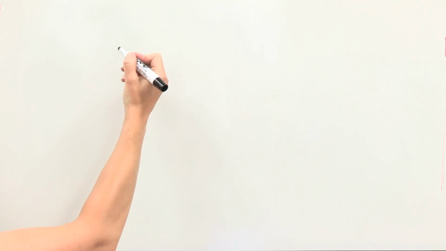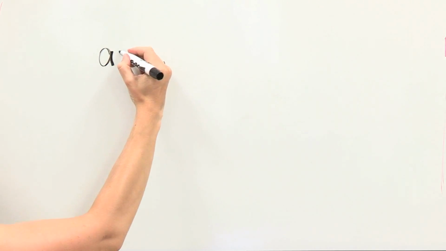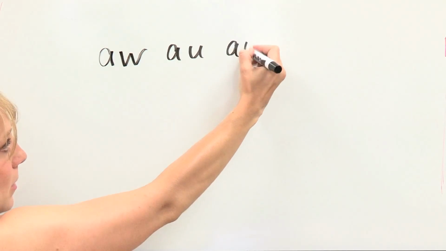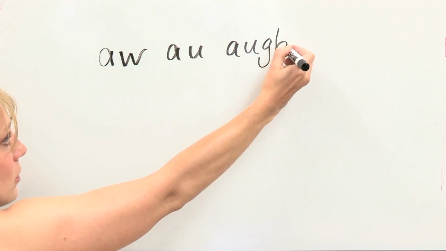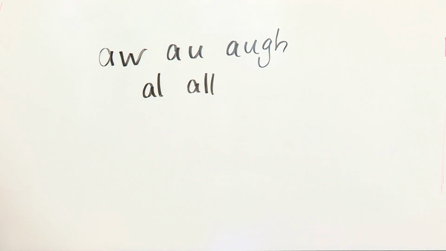Today we're talking about what we call ambiguous vowels. And in some circles, some people might consider these diphthongs as well, but I'm going to consider them ambiguous. All right. So we have AW, AU, and AUGH, as well as AL and A double L. All right. They all make an aw sound.